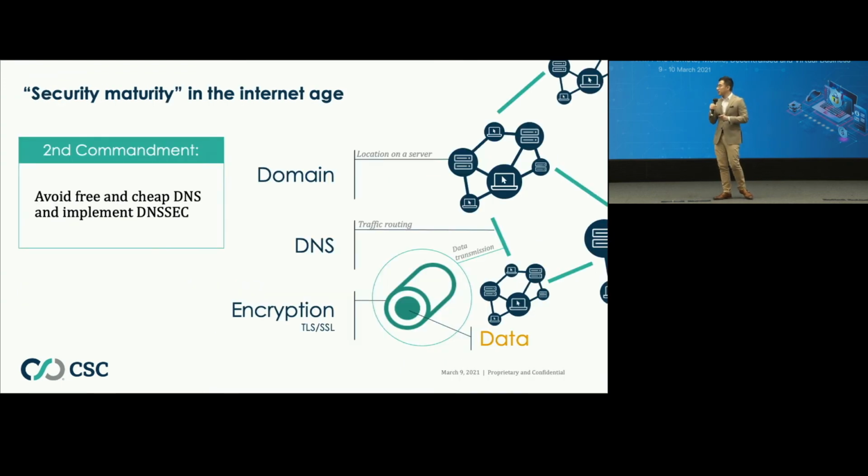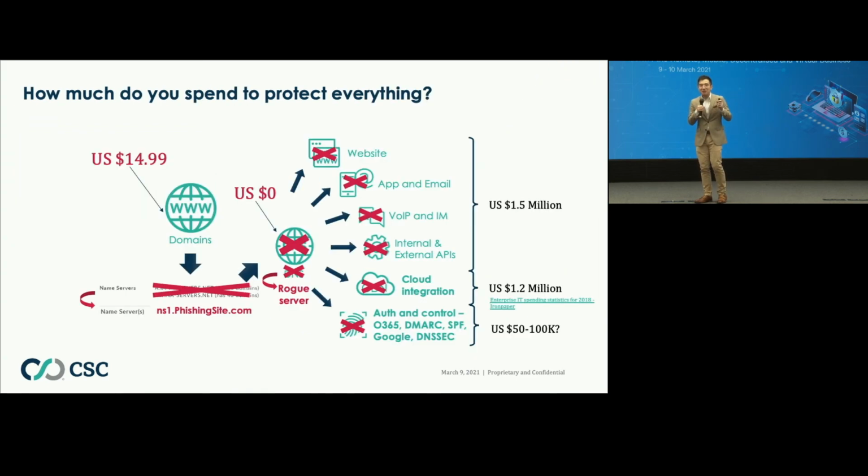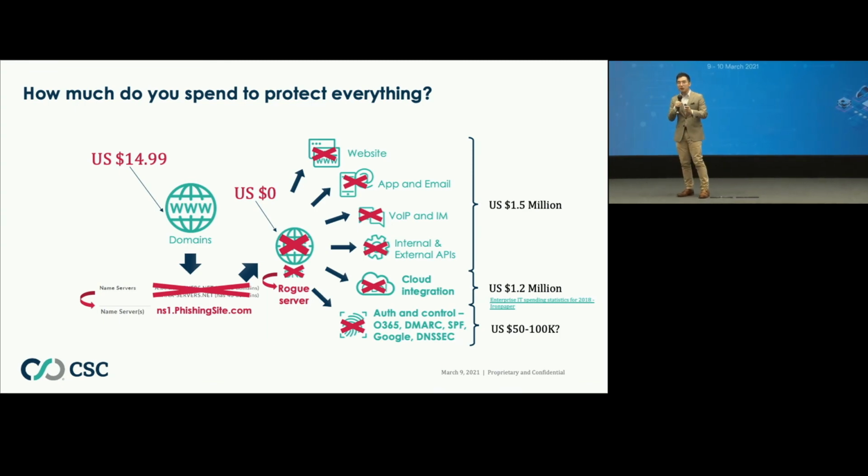Second commandment is that we should avoid free and cheap DNS and implement DNSSEC. Now, this is interesting because I did some research about how much it costs to do cloud migration and construct your internal network. Some say 1.2 million, some say more. Doesn't matter. The matter of fact is that when it comes to domain name and DNS, most of the time in Hong Kong, people are spending like $14.99 on the domain and $0 on the DNS, because the hosting server basically says, hey, I'll give it to you for free.